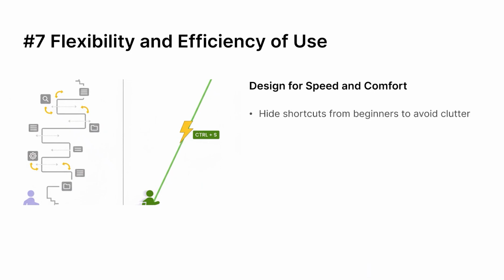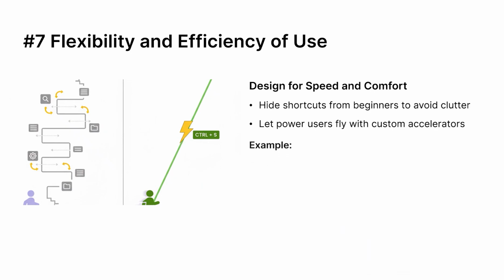Number 7, flexibility and efficiency of use. Provide shortcuts for power users without confusing beginners. New Photoshop users click through menus to find tools. Experts use keyboard shortcuts. Both groups get what they need.